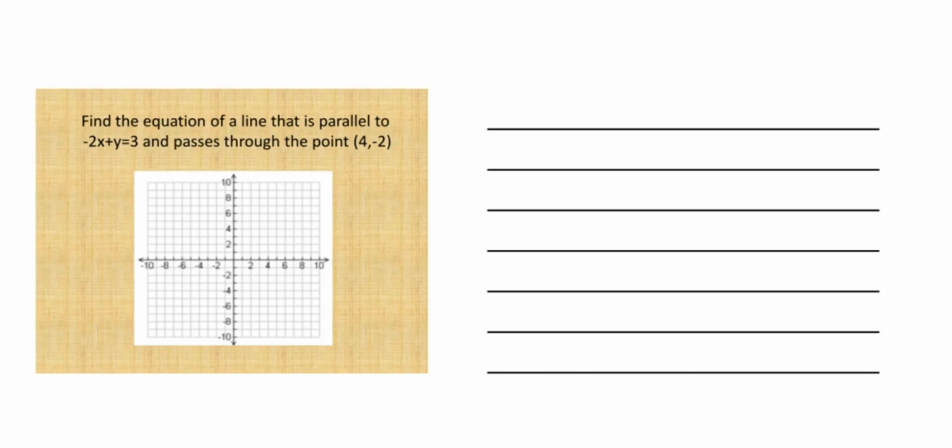Alright, so in this case, we're going to find the equation of a line that is parallel to negative 2x plus y equals 3 and passes through the point (4, negative 2). So let's start with our equation, y equals mx plus b. And let's realize that m is what we call, once again, our slope.